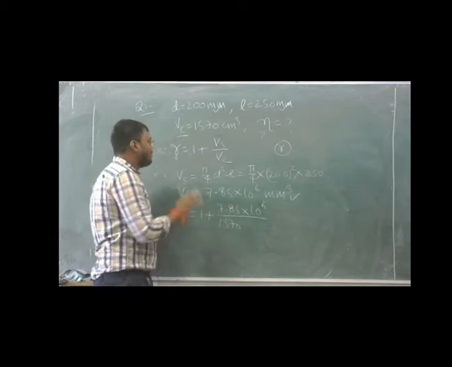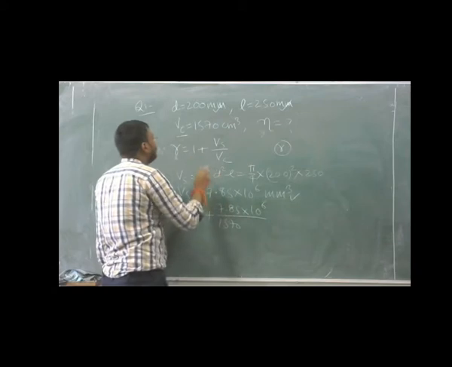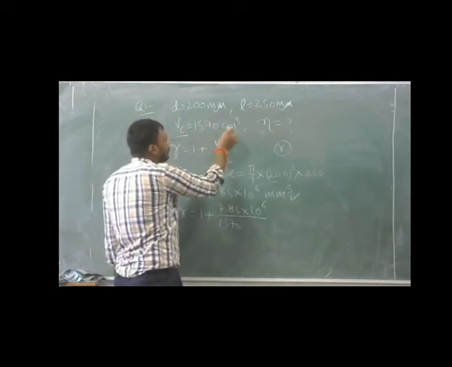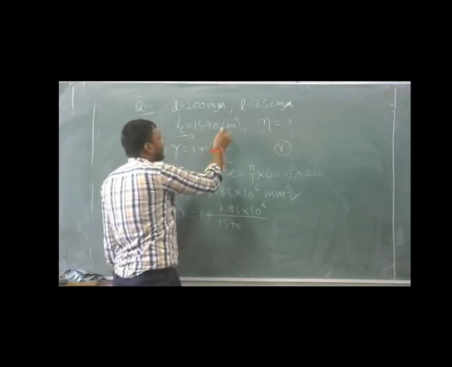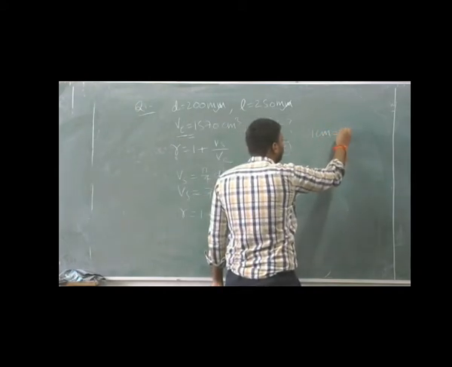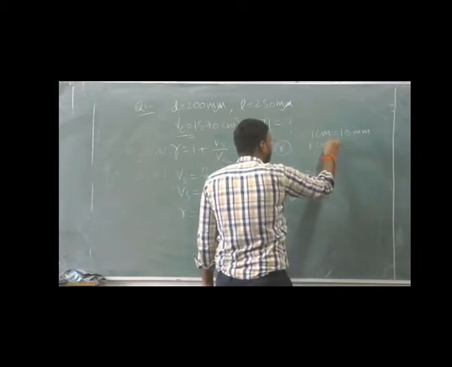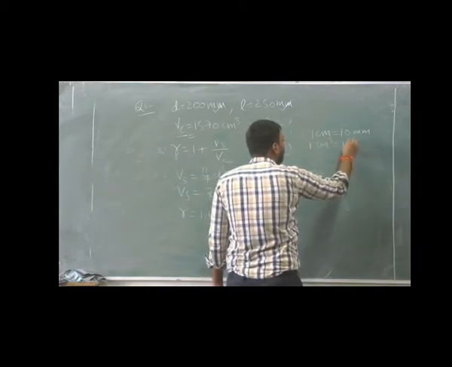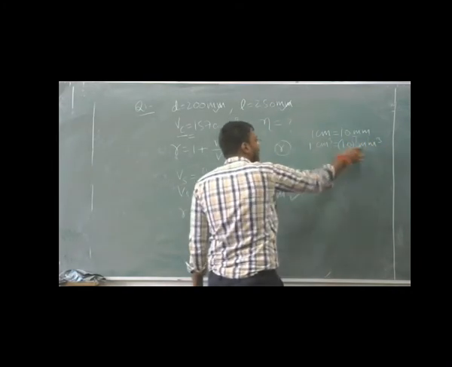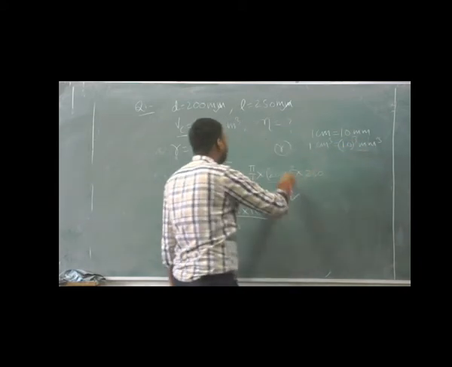So either we have to find the value of Vs in centimeter cube, or we have to convert Vc into mm cube. It will be easy to convert Vc into mm cube. Because 1 centimeter equals 10 mm, then 1 centimeter cube should be equal to 10 to power 3 mm cube. In both sides we are making cube. So in 1 centimeter cube there is 10 to power 3 mm cube. So we have to put this value here.